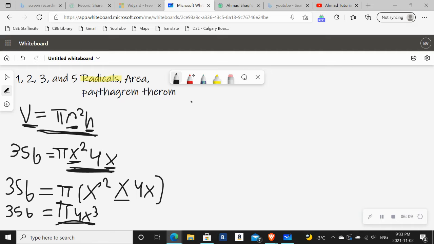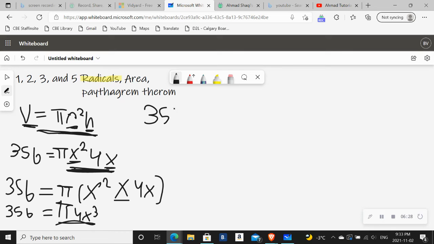Next, what we need to do is we obviously need to find x. That's the main goal from the beginning. And to do that, we need to isolate it. So let's do that.